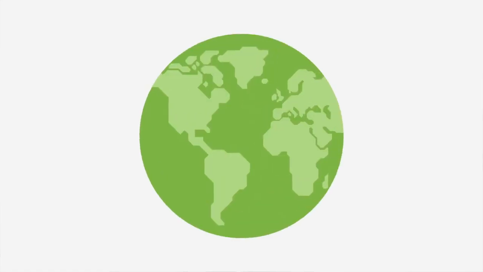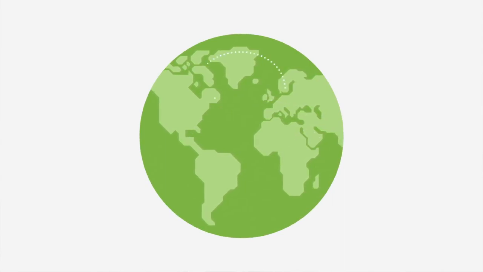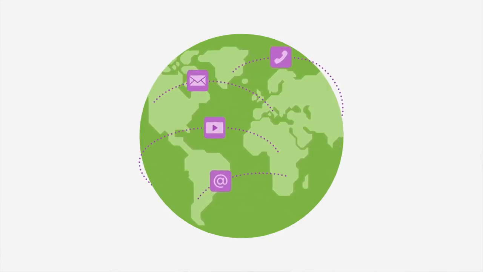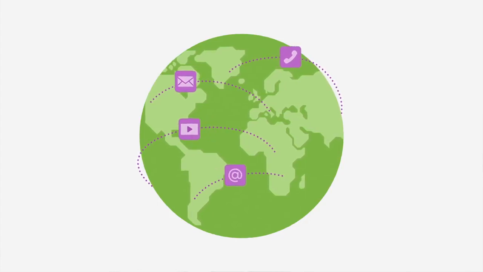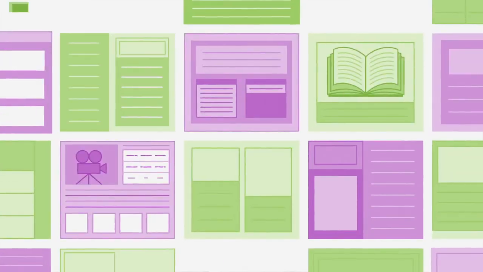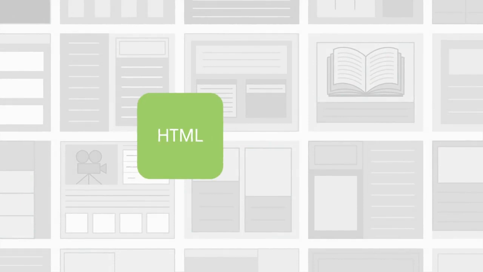Let's break this down further. The internet is a global network of connections between computers that allows them to transfer information between each other. We use the internet to send emails, make calls, watch videos, and access the web through browsers like Chrome, Firefox, and Internet Explorer. The web, on the other hand, is a collection of billions of pages of information that have been made using code.